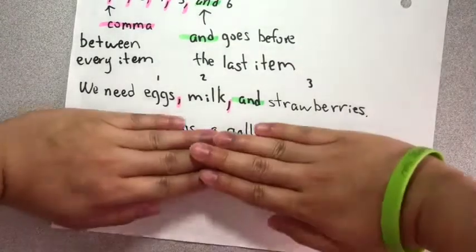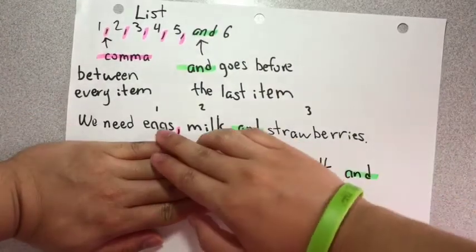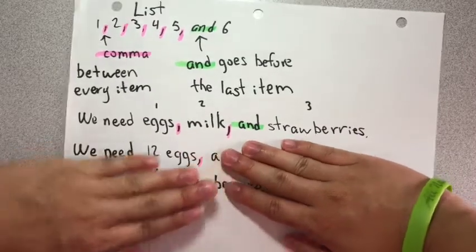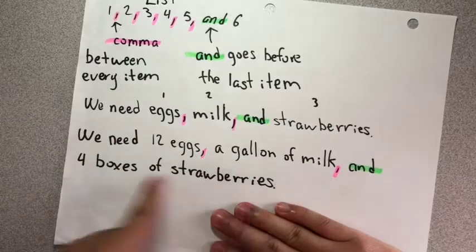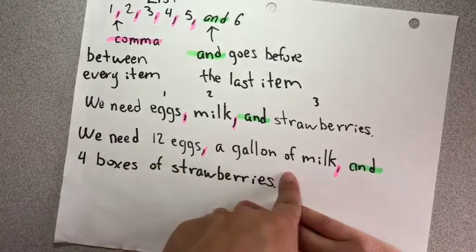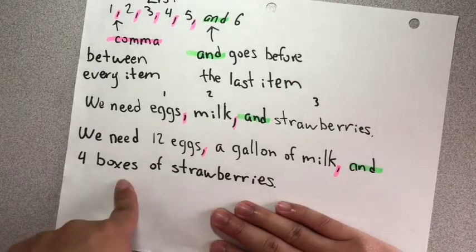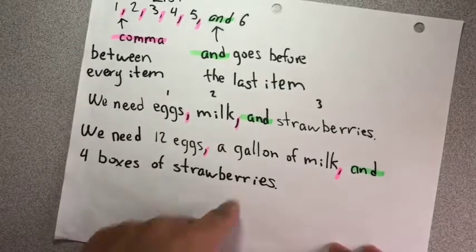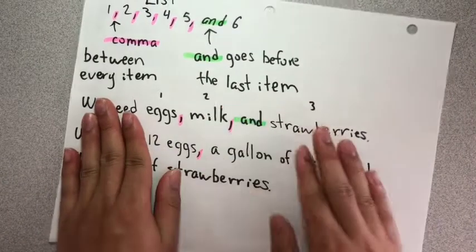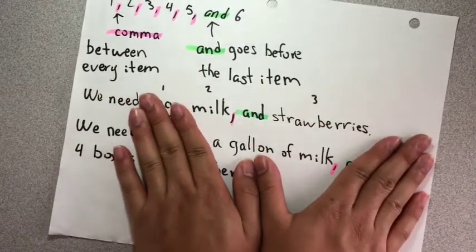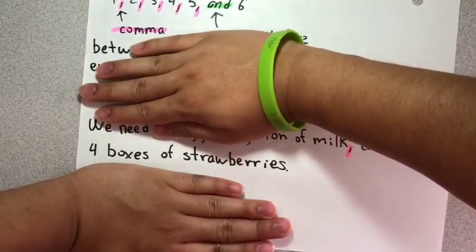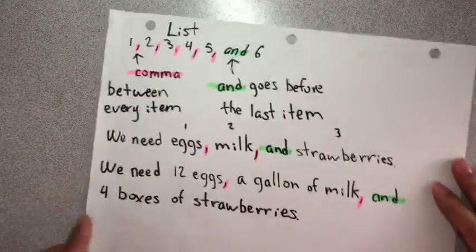So, in our first list, we said we needed eggs, milk, and strawberries, but we don't say how many we need. Now, we say how many we need. We say we need 12 eggs, a gallon of milk, and 4 boxes of strawberries. So, this is the item. That's how you make a list.